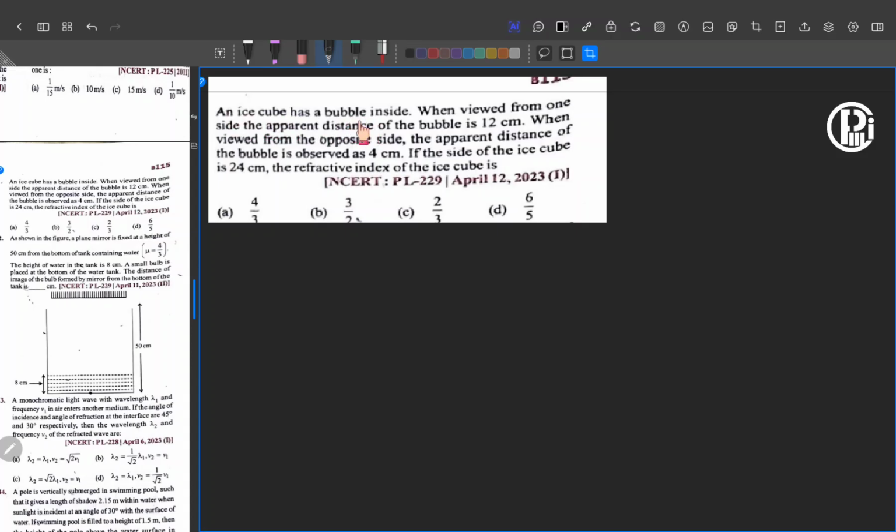An ice cube has a bubble inside. When viewed from one side, the apparent distance of the bubble is 12 centimeter. When viewed from the opposite side, the apparent distance of the bubble is observed as 4 centimeter. If the side of the ice cube is 24 centimeter, the refractive index of the ice cube is, we have to calculate the refractive index, right? Let me draw the diagram.